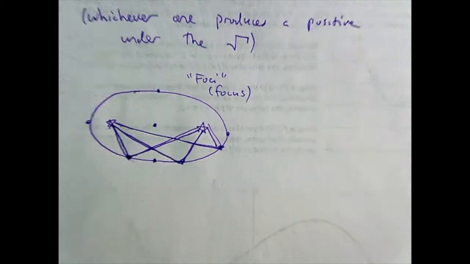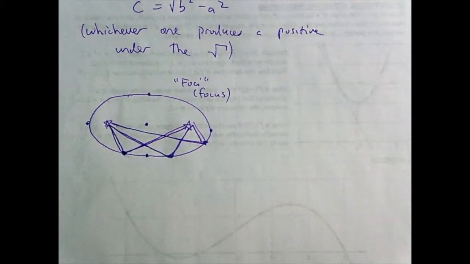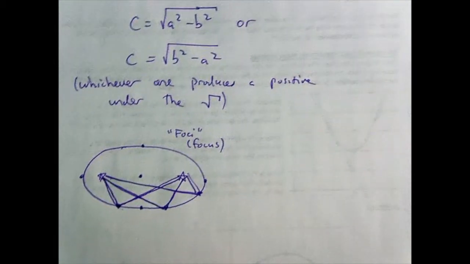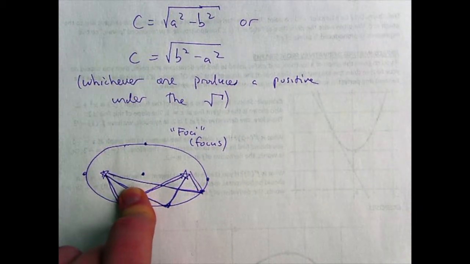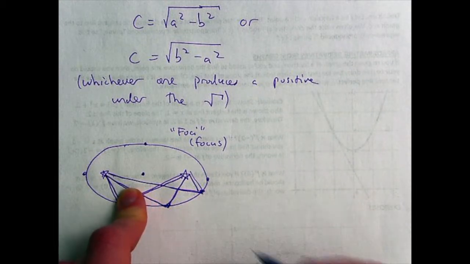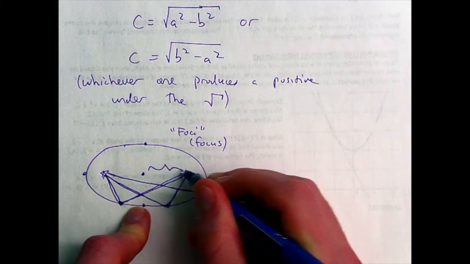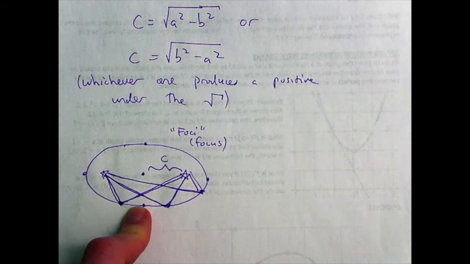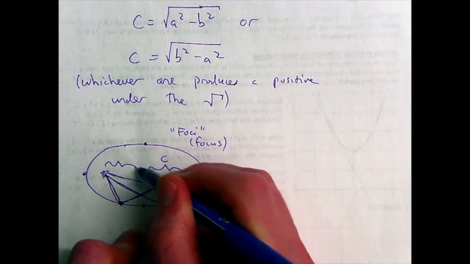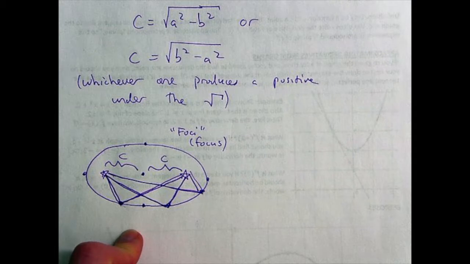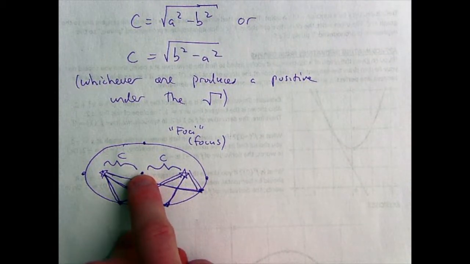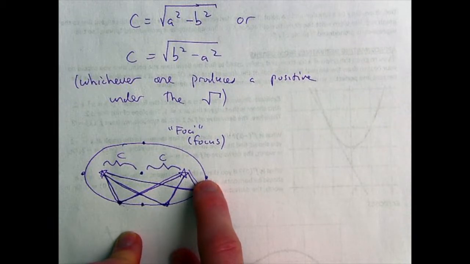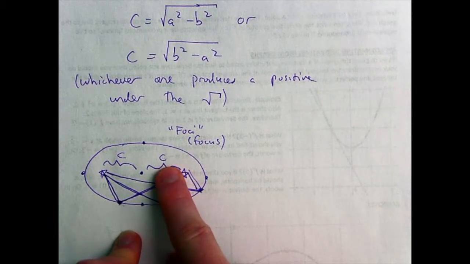The only other thing to say about this is, I told you that C, this number we defined here, had something to do with the foci. So what does it have to do with the foci? C is the distance from the center to the foci. This distance right here is C, and this distance right here is C. Don't make the mistake of thinking that the focus is halfway in between the center and that vertex. It's not. It's determined by this number C.